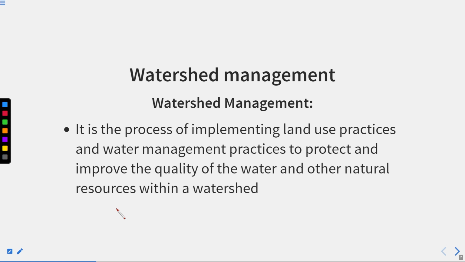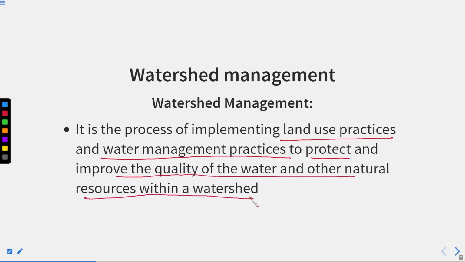Now, watershed management. It is a process of implementing the land use practices and water management practices to protect and improve the quality of the water and other natural resources within a watershed. So what we are doing? We are doing two things. First thing, we are having an eye over the land use practices. Whatever the construction has to be done, that is called land use pattern.